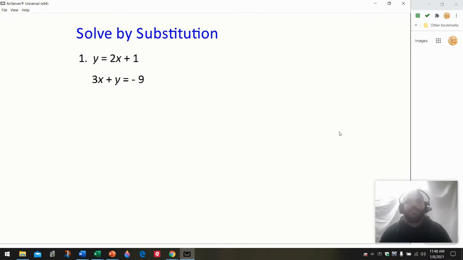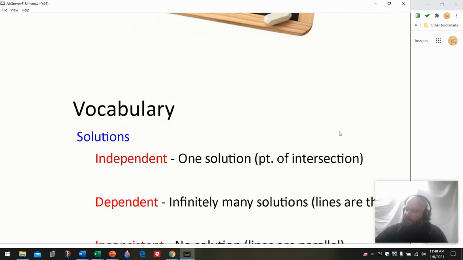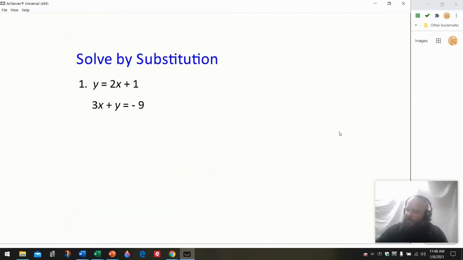So what we have here is two different systems. One is in slope-intercept form. You can see the first one is y equals 2x plus 1. It lines up very nicely with y equals mx plus b. And then the second one is in standard form, which is ax plus by equals c.